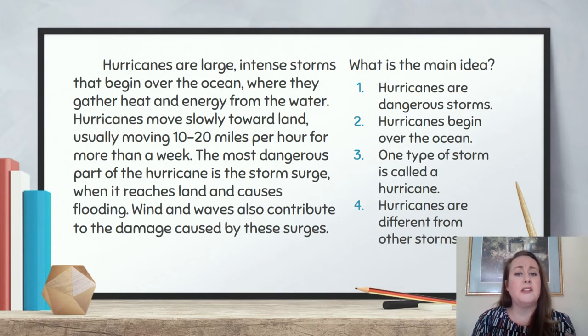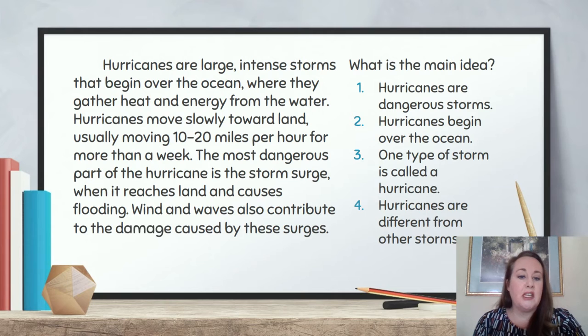All right, so a lot of times what I do is I look for that first sentence in my paragraph to see what it's talking about, because usually in the first paragraph, that's where it introduces us, and that's where you find your main idea. But look here, it says hurricanes are large, intense storms that begin over the ocean where they gather heat and energy from water. Okay, so we see what they are, but look at the rest of the passage.